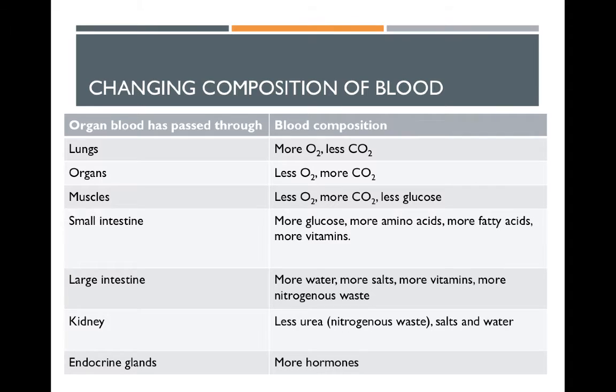As blood passes through the small intestine, there's more glucose, amino acids, fatty acids, and vitamins. In the large intestine, it gets more water, salts, and vitamins. As it passes through the kidney, there's less urea, so less nitrogenous waste and sometimes less salts and water. And as it passes through our endocrine glands, there's more hormones. So that is our changing composition of the blood.